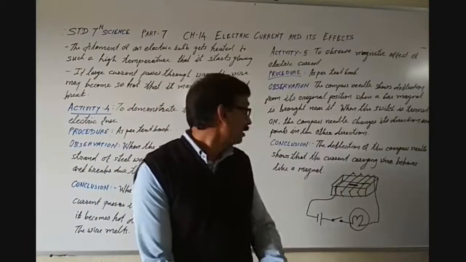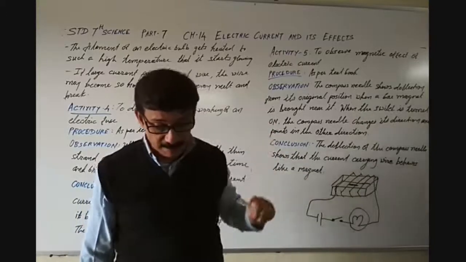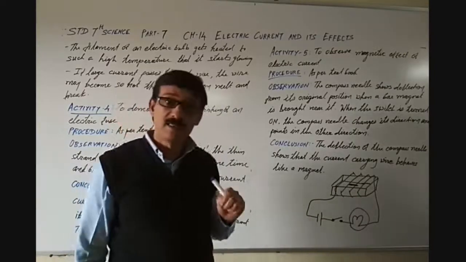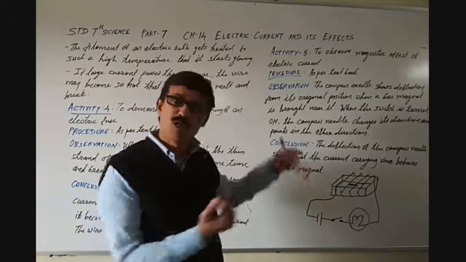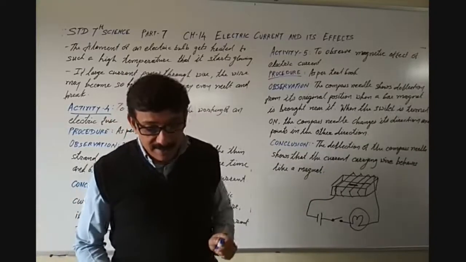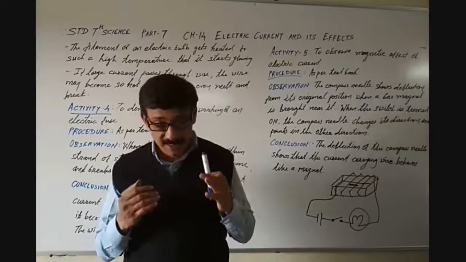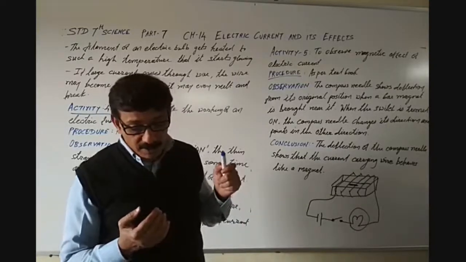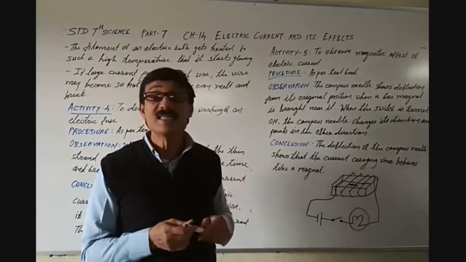Now, this is the procedure. Let's discuss the procedure. First of all, note the direction in which the compass needle is pointing, whatever it is. Then bring a bar magnet near the compass needle. We know about the compass needle and the bar magnet, right? So we bring a bar magnet near the compass needle.